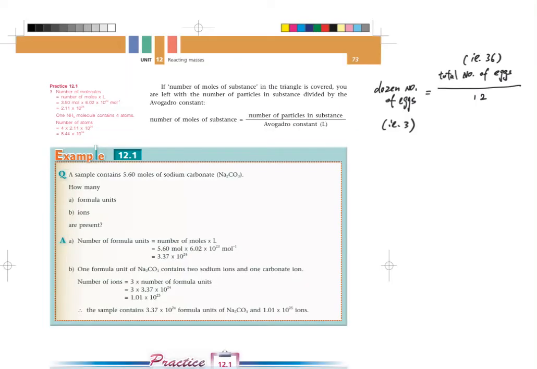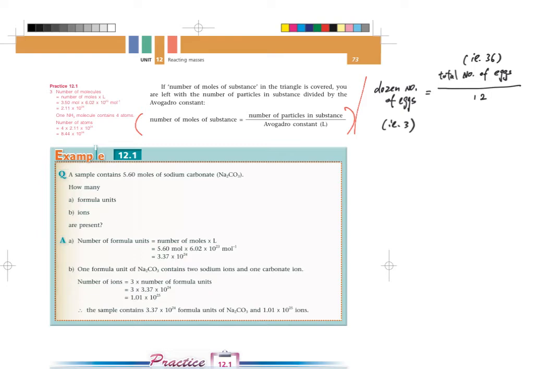Okay, we have just learned the interconversion of the equation. So now just a reminder. Let's see the right hand side. If you want to calculate the dozen number of eggs, we just use the equation, the total number of eggs divided by 12, because we know that 1 dozen is equal to 12. So for example, if the total number of eggs is equal to 36, then the dozen number should be equal to 3, right? So the equation is similar. So this equation we have learned before. Now let's do some examples.